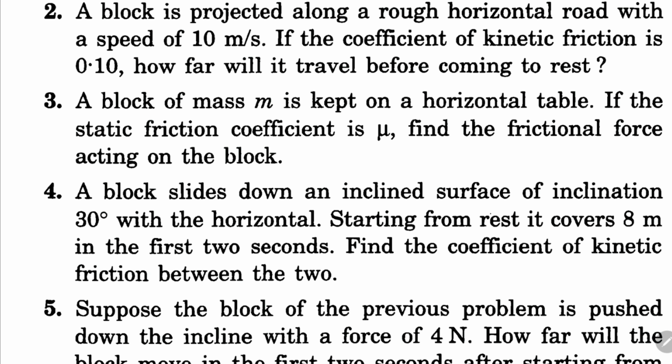Third question, there is a block of mass m and it is kept on a horizontal table. If the static friction coefficient is mu, then we need to find the frictional force acting on the block. So this is quite simple actually. The frictional force will be equal to 0.